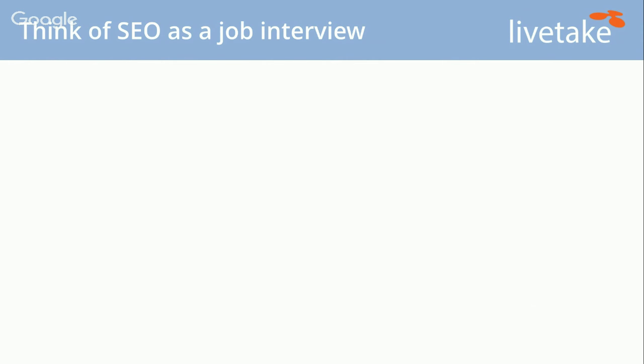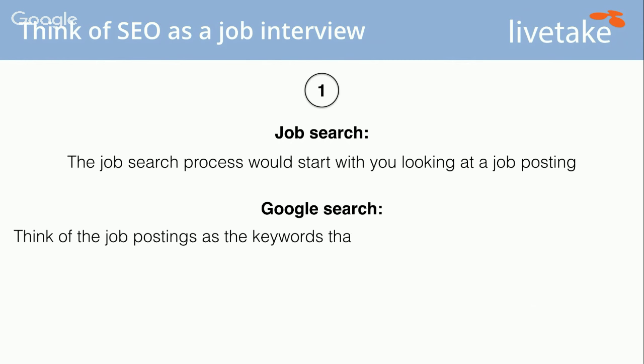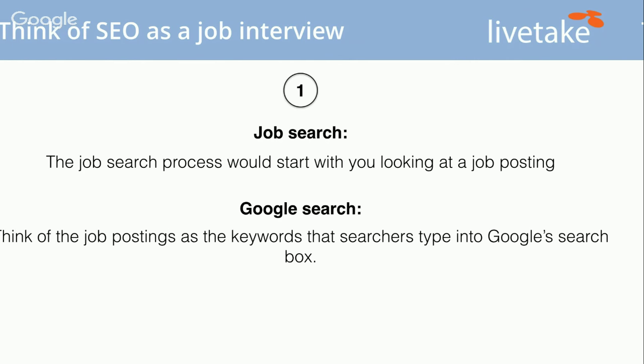So if you thought of it as a job interview, then step one would be, if I was looking for a job, the process would start with you looking at a job posting, right? So you see a bunch of jobs posted. Well, in Google search, think of the job postings as the keywords that searchers type into Google's search box. So when somebody puts something into the search box, those keywords are in essence the job postings. And now candidates are going to want to apply for that job.